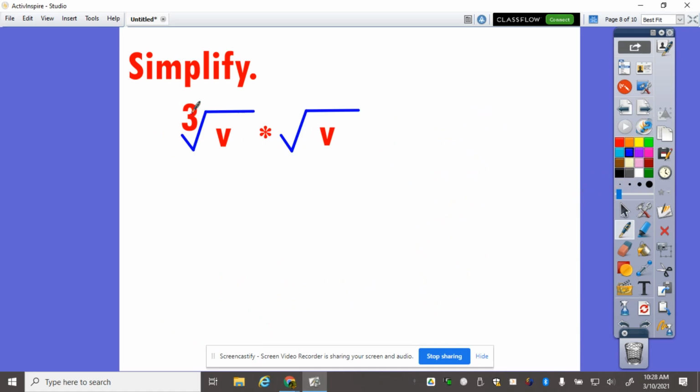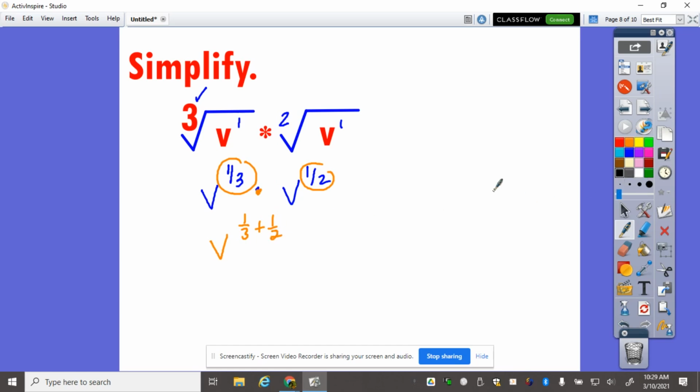Now we have cube root of v times square root of v. Remember, the index here is 3, the index here is 2, the power here is 1 and 1. So if I convert this to exponential form, this will give me v to the 1/3 times v to the 1/2. And same thing as what we've done before, we will add the exponents because they have the same base and we're multiplying: v to the 1/3 plus 1/2.